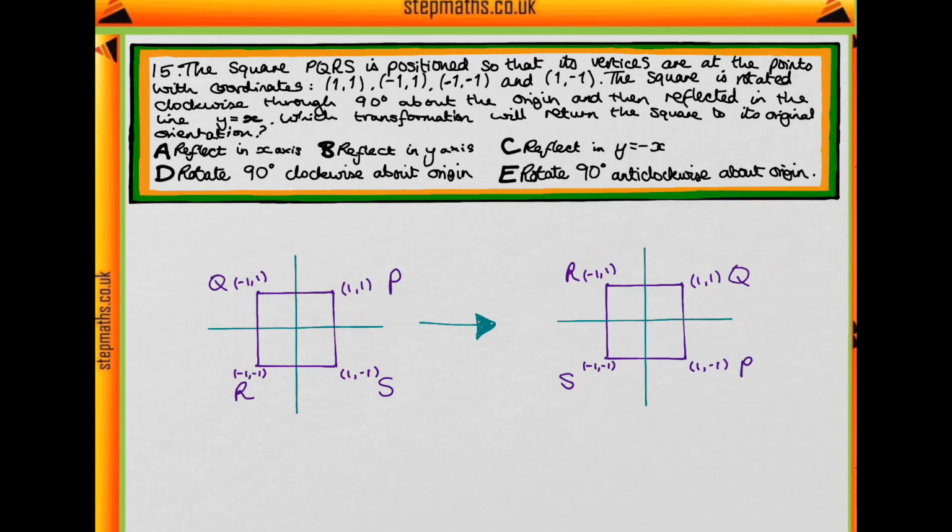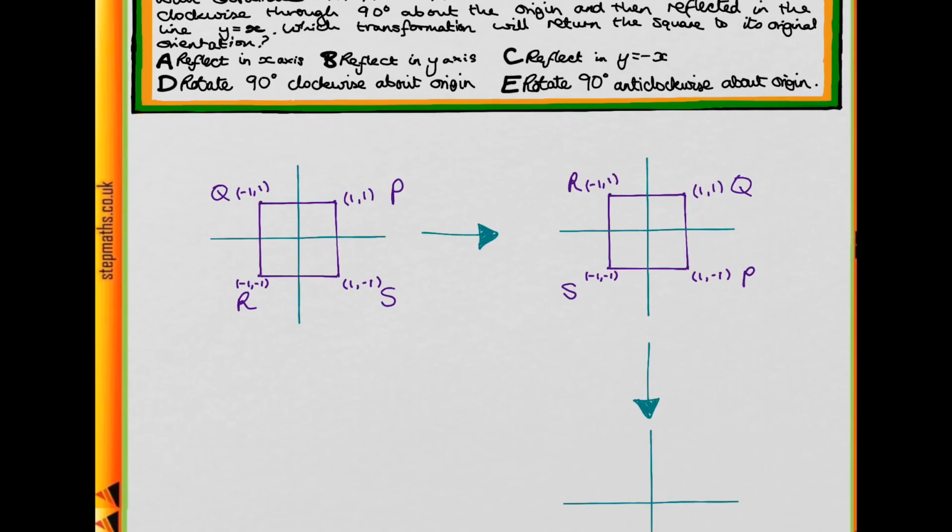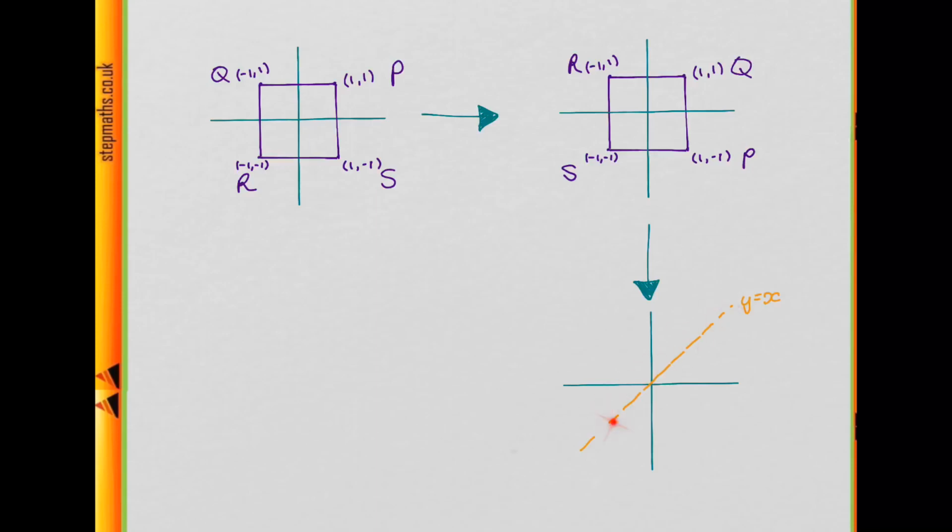Now what we want to do is reflect it in the line y equals x. So can you remember what the line y equals x looks like? Okay, so it's going to look something like this. So we're going to take this and reflect it in the line y equals x. You can imagine drawing a mirror up here, and these points are going to be mirrored to each other. And Q and S, because y equals x will go through Q and S, they stay exactly where they are. So we get something which looks like this.